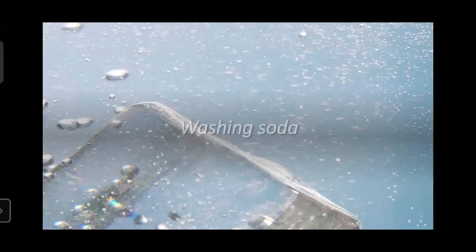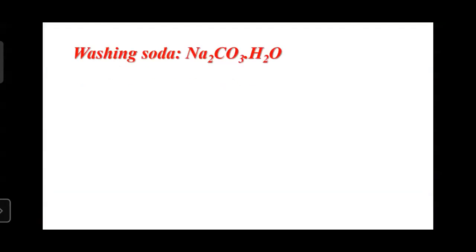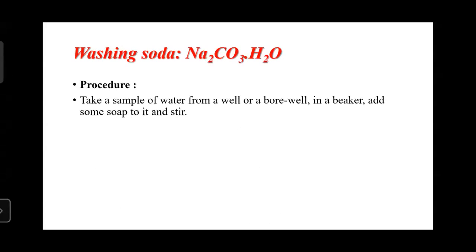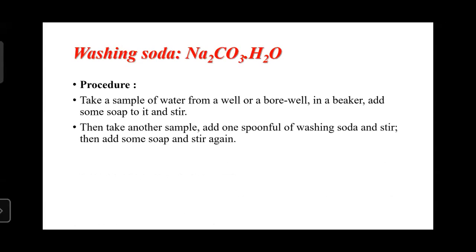Now next, that is washing soda. Chemical formula is Na2CO3 dot H2O. First, there is an activity procedure. Take a sample of water from a well or the bore well in a beaker, add some soap and stir it. Then take another sample, add a spoonful of washing soda, stir the solution, add some soap and stir it again.